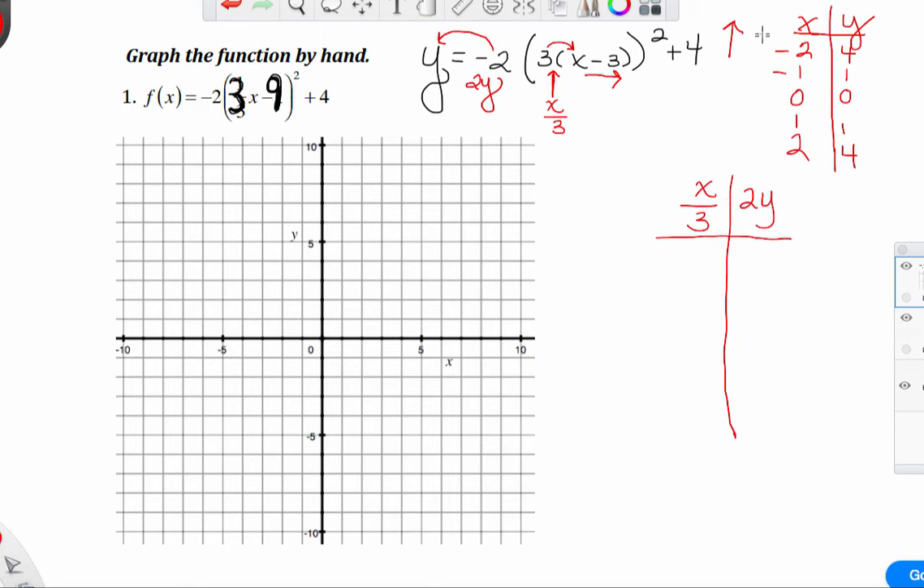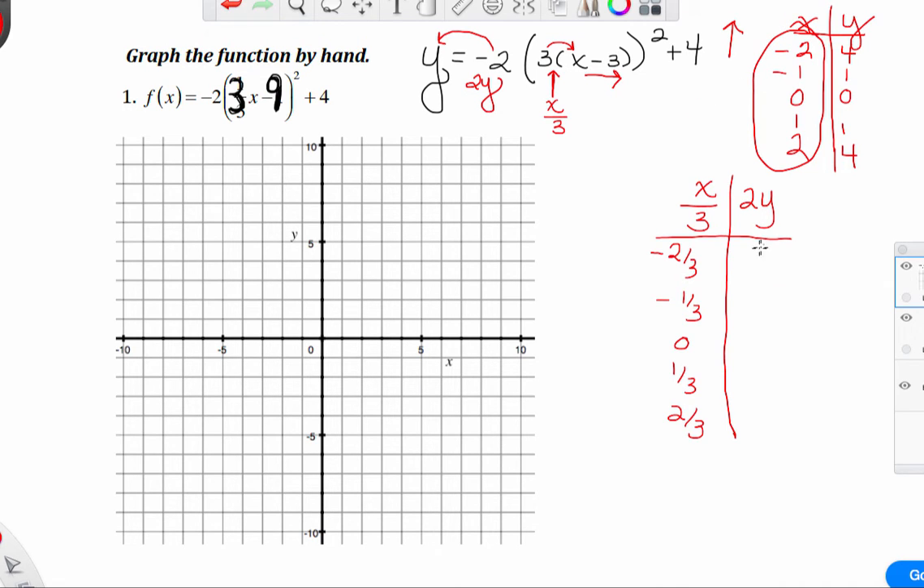Okay, so looking back at the original table, this whole x column is going to be chopped into 3. So you get negative 2/3, negative 1/3, 0 divided by 3 is just 0, and 1/3, and then 2/3. I just divided each and every one of these x values in the original table by 3.